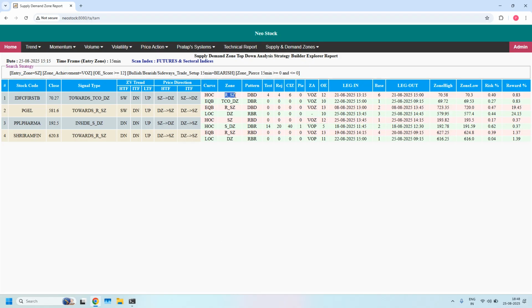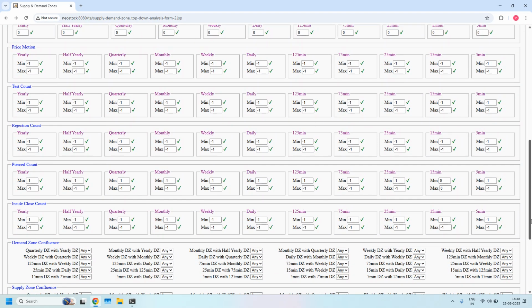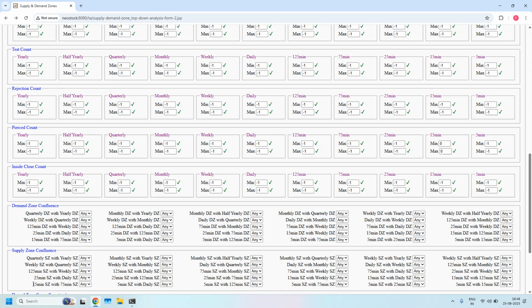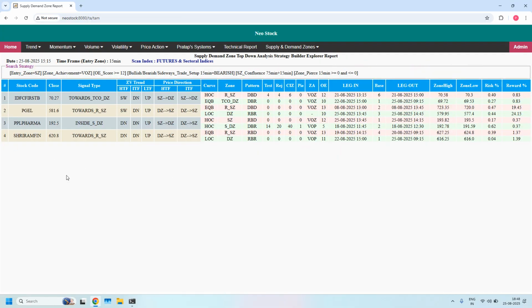So with these filters, we got 4 stocks supporting bearish trade setup for daily income trade. And entry time frame zones are 15 minute supply zones. So total we got 4 stocks. Out of these 4 15 minute supply zones, let us identify high probability trade setup supply zones based on different supply zone confluence and EMA confluence strategies. So first filter is LTF and ITF supply zone confluence. It is 15 minutes and 75 minutes supply zone confluence. By enabling the filter, we got 4 stocks, all 4.